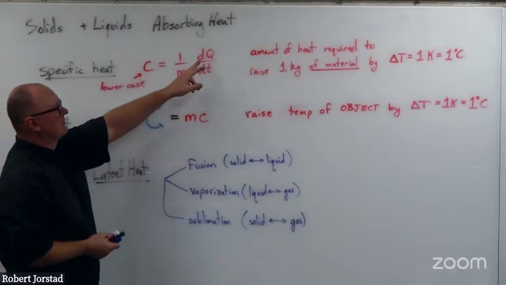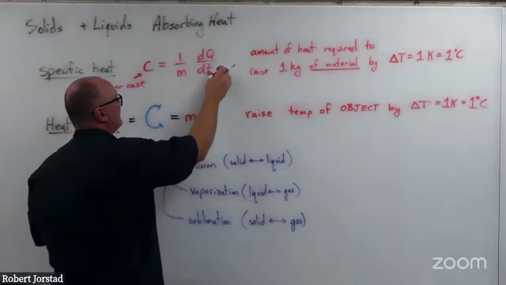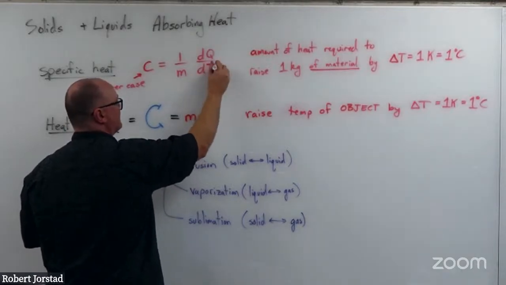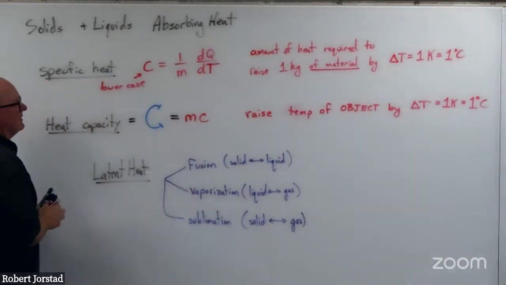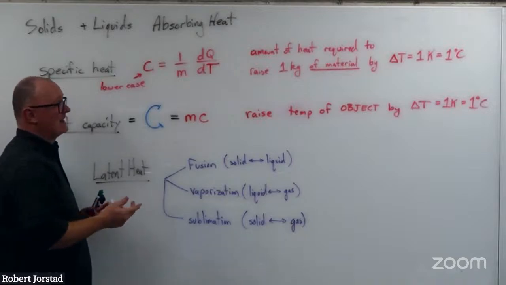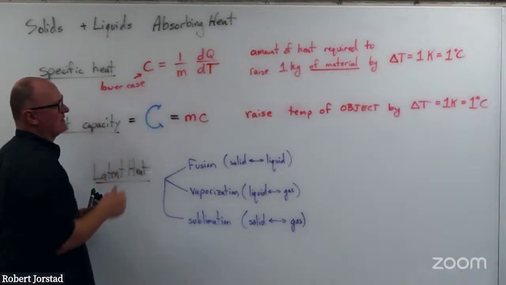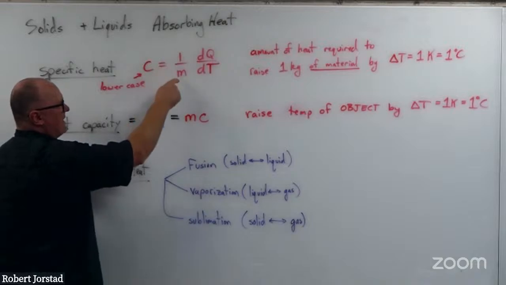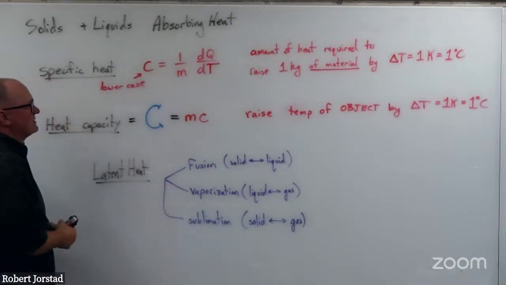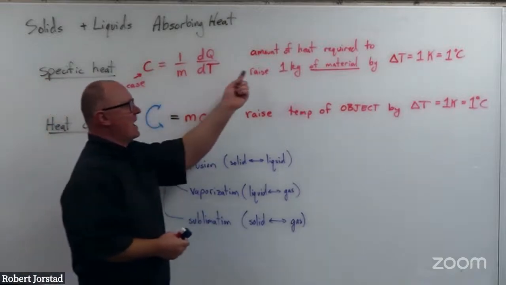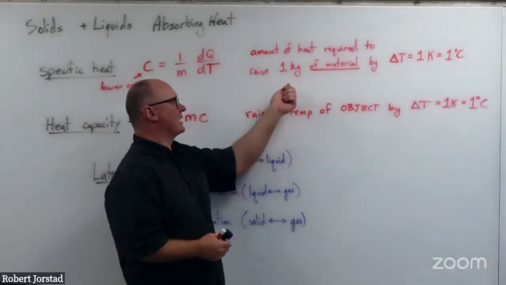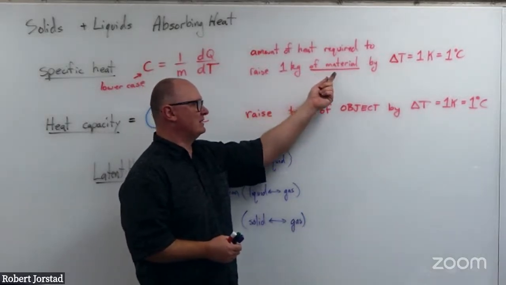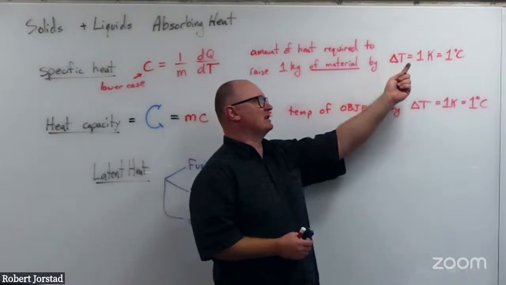It's the derivative, not with respect to time, but with respect to temperature. So lowercase t is time, capital T will be temperature in these problems. It's 1 over the mass times dQ/dT. So what does that really mean? It's the amount of heat required to raise 1 kilogram of a material by a temperature change of 1 Kelvin.